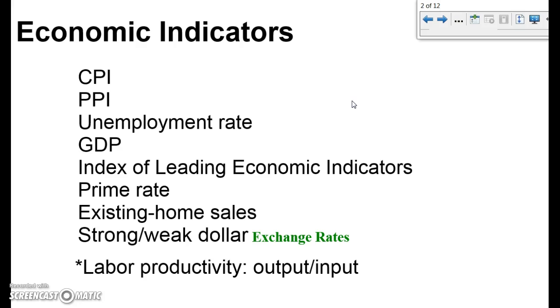CPI, or the Consumer Price Index, is one of the ways that we measure inflation, and we'll look more at how that works and how the Bureau of Labor Statistics calculates market baskets and price indexes.